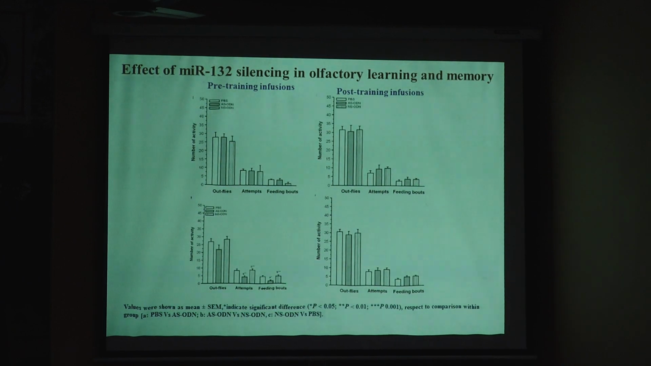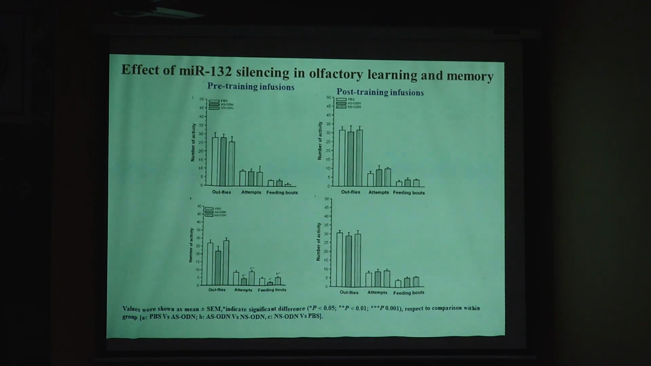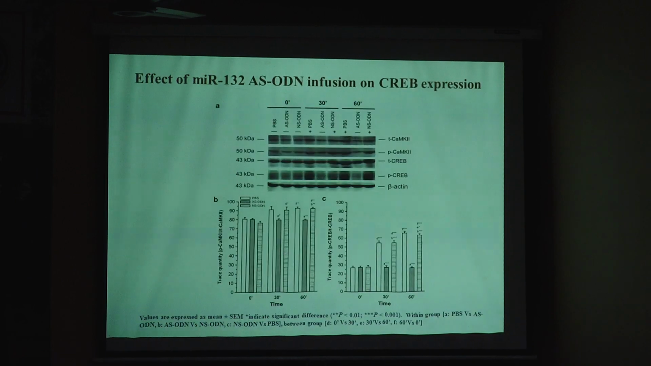So when we tested the behavior, in a pre-training infusion, it affects the learning as well as the memory. But in the case of post-training, among the three groups, not much difference. So there is some other mechanism other than the immediate early genes, which is also doing some business. So we want to see what happened with this one.